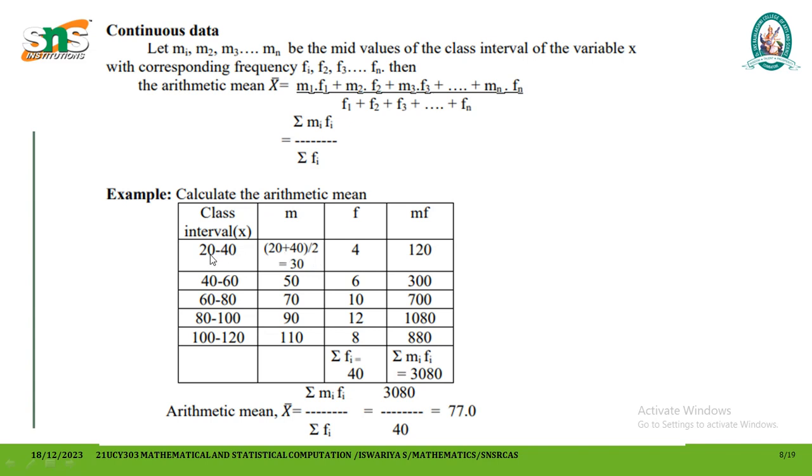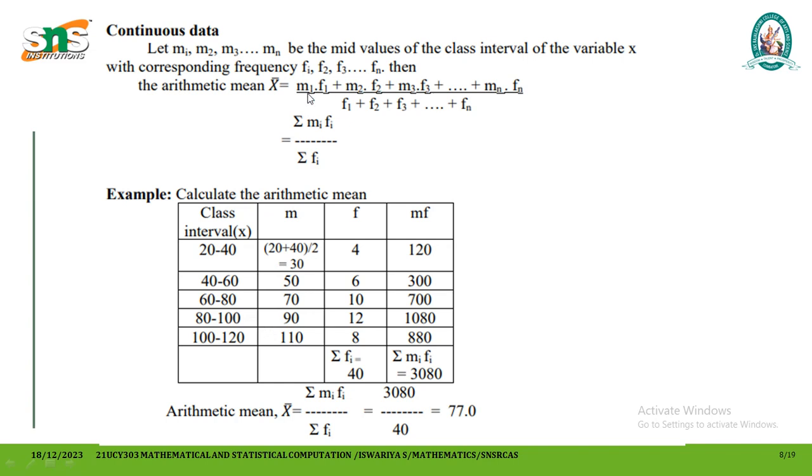Here the lower limit is 20 and the upper limit is 40. By adding these two values, I get an answer as 60. Then I have to divide it by 2. Then I get a middle value as 30. Likewise, we have to calculate all the middle values for this class interval.